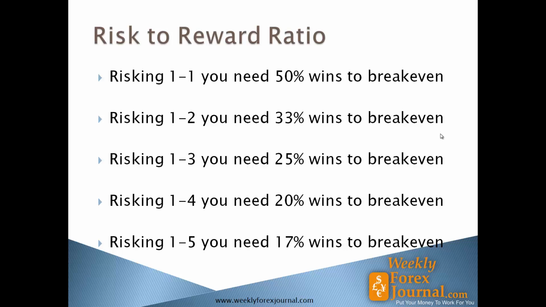Risking 1 to 5, you need 17% to break even. Now most of our trades were somewhere between 1 to 2, 1 to 3. Sometimes on the low end, it will be something around 1 to 1.5 or 1 to 2, somewhere in this range. We will also get 1 to 4 or 1 to 5 risk to reward ratios. Those are really good ones. But most of the trades were somewhere in this range.